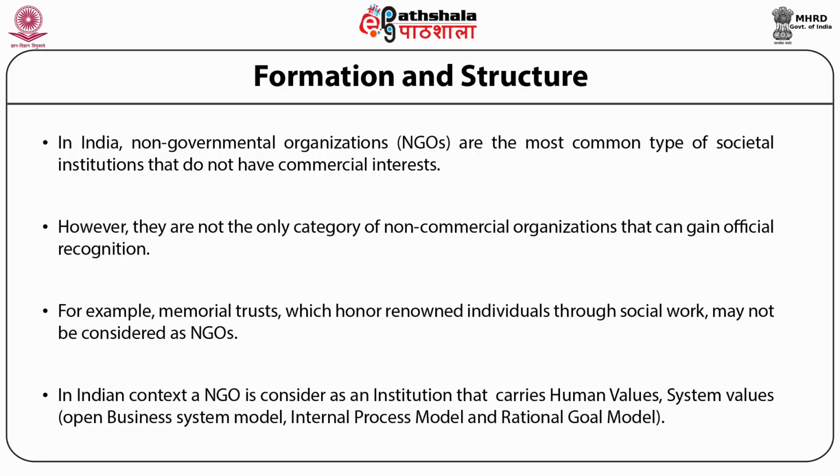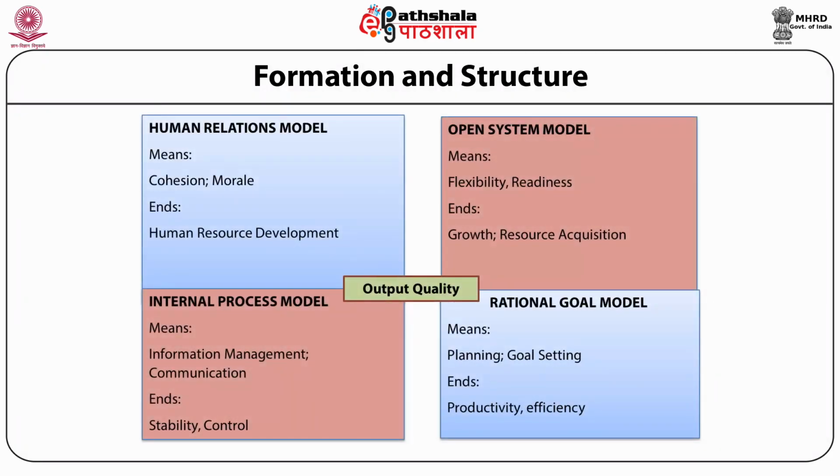It could have an open business system model, internal process model, or rational goal model. If we compare in terms of the output quality, we may have four sets of value systems. The first set of value system will be the human relation model, where means are cohesive and moral, and it ends with the objective of human resource development. Whereas open system models could be the means of flexibility and readiness, with the outcome of growth and resource acquisition.